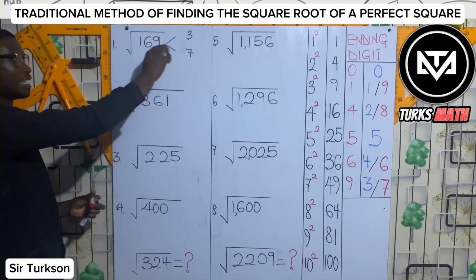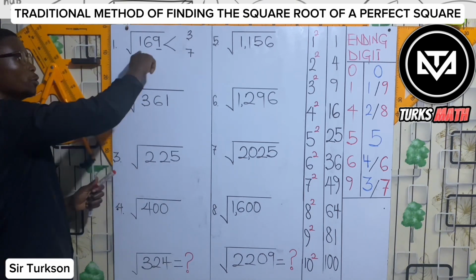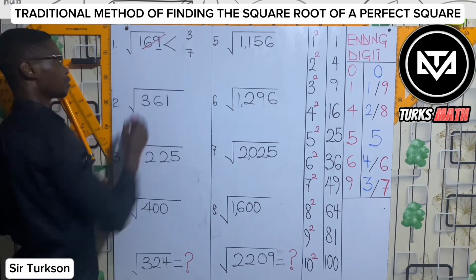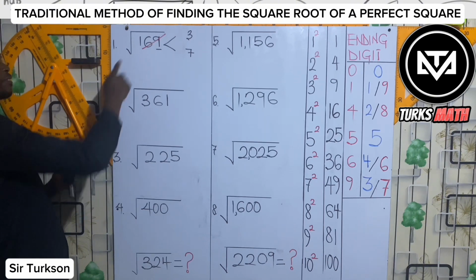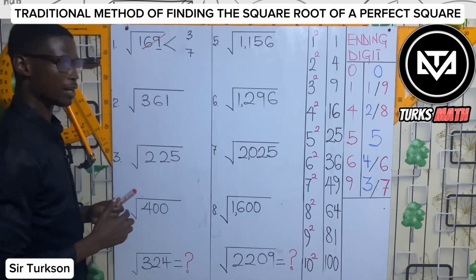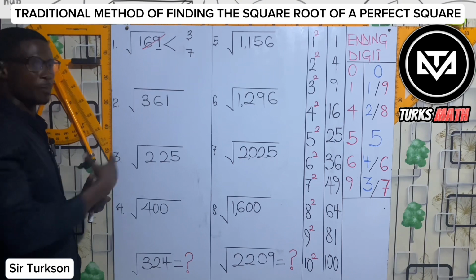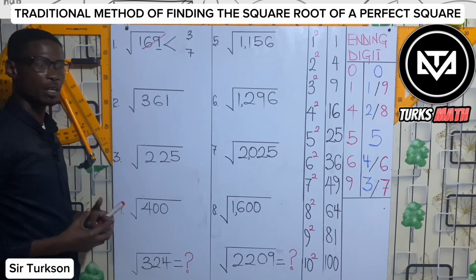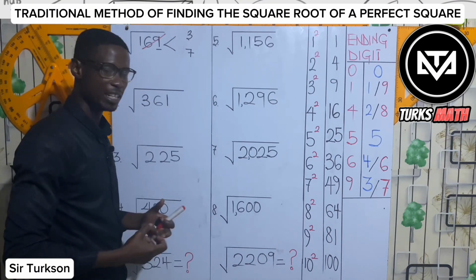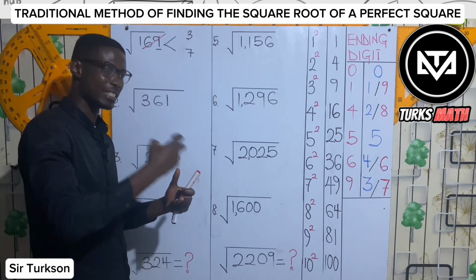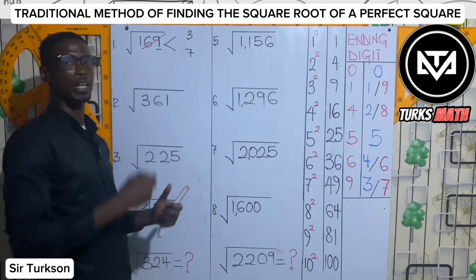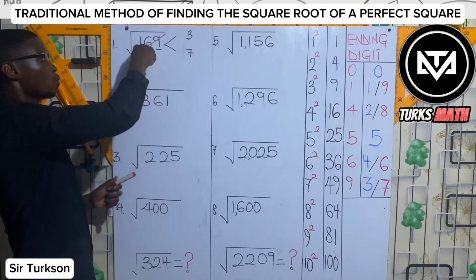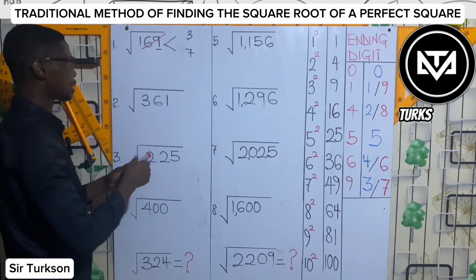So 3 and 7 give us the ending digit here to be 9. Now, after finding the ending digits, you rule out the last two digits. So when you rule out here, you are left with 1. Now, is 1 a perfect square? If 1 is a perfect square, then you don't have a problem. But when it is not a perfect square, you have to find the closest number which is a perfect square. So our 1 here is a perfect square. The square root of 1 is 1. So we have 1.